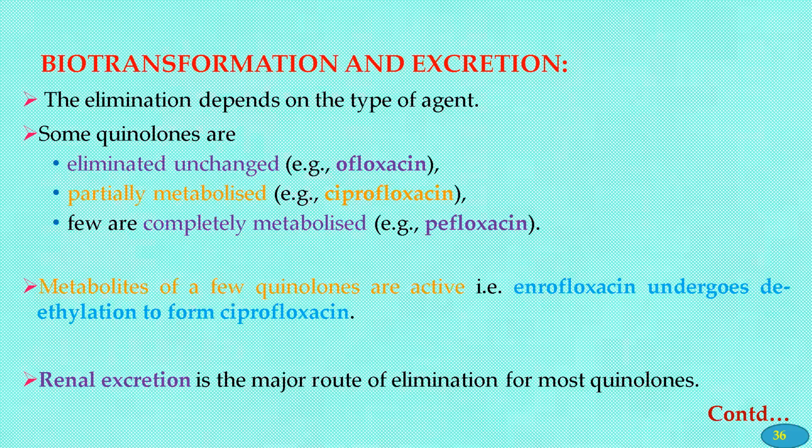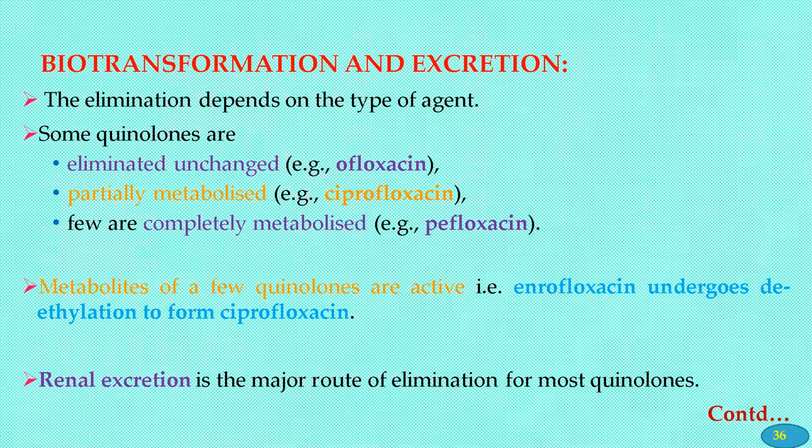And the biotransformation and excretion: the elimination depends upon the type of the agent. Most of the quinolones are eliminated unchanged in the urine, for example ofloxacin, and some are partially metabolized like cipro. A few are completely metabolized like pefloxacin. And metabolites of a few quinolones are active. For example, enrofloxacin undergoes deethylation to form ciprofloxacin, and the parent quinolone of enrofloxacin is also effective.